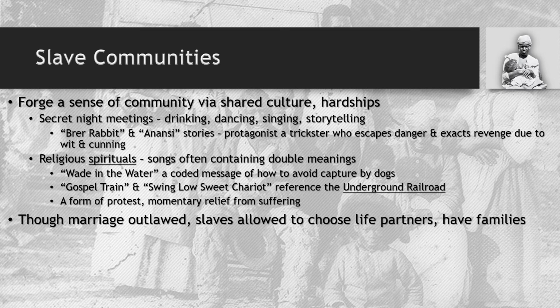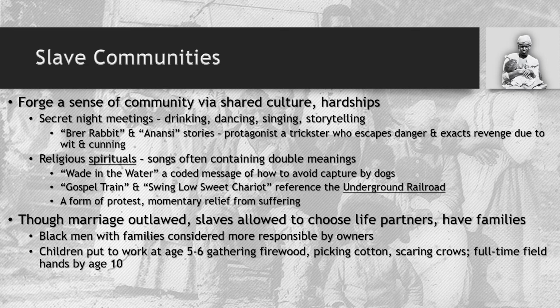And even though marriage was outlawed in most cases, slaves were allowed to choose life partners and have families. In some cases, if you were a black man in particular who had a family while in captivity and you took care of them, you were considered to be more responsible by your owner. You might be given more responsibility, you might be given more freedoms, you might be allowed to work in a more high-end position.